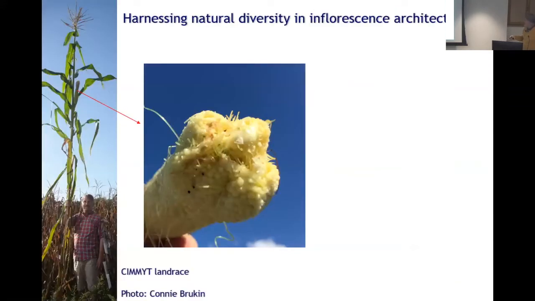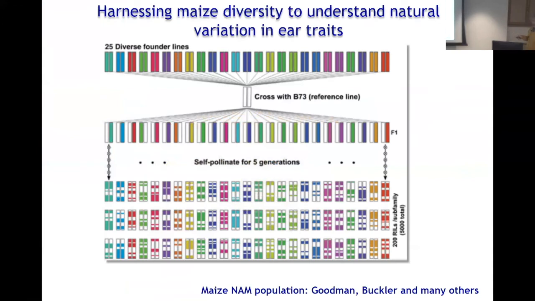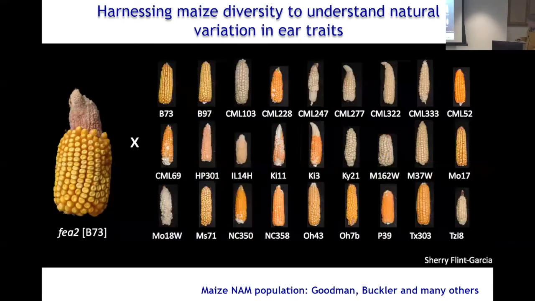We're close. But another approach we've taken is to use the NAM population, which is this amazing natural variation resource in maize, generated by Major Goodman and made famous by Ed Buckler and many other people here. So this is a diversity population with 25 diverse founder lines. So we want to find natural variation in our trait of interest, which is fasciation. So we take one of our mutants, like Phe2, and we cross it to all of the diversity parents, and then make F2s and score the phenotypes.